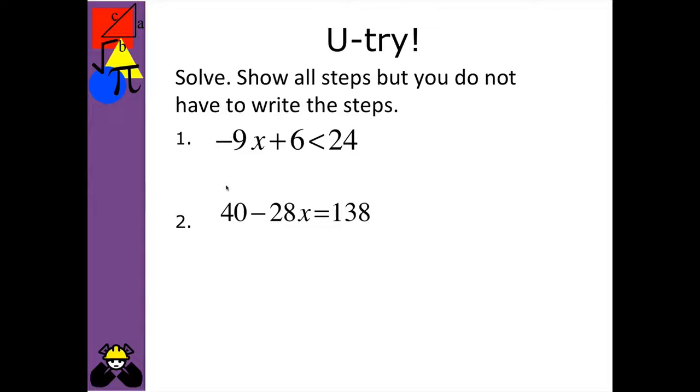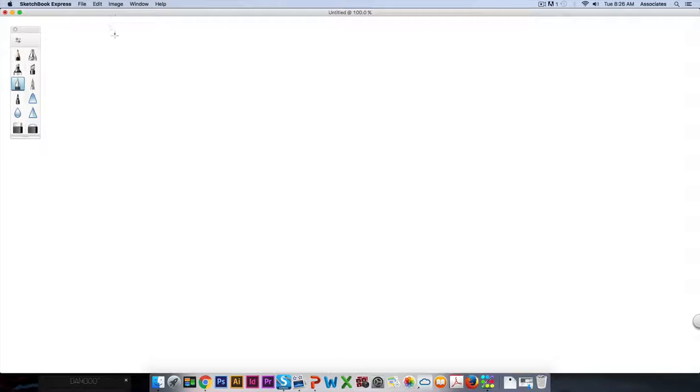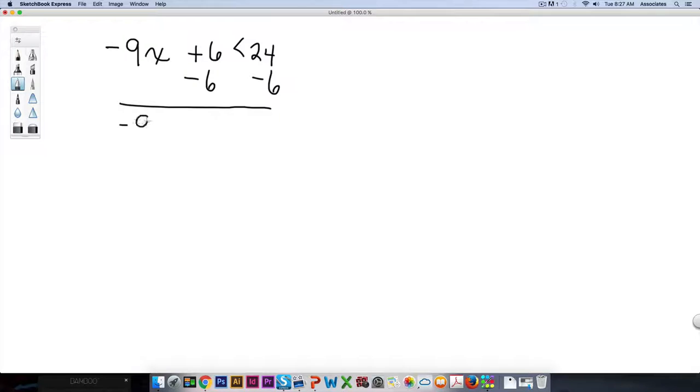Welcome back. Let's go to our slate and let's look at our problem. The first problem said negative 9x plus 6 is less than 24. It's an inequality, so I have to be careful. There are no like terms, there's no distributing, so I'm just going to get all the numbers on one side and all the variables on the other. So the first thing I'm going to do is undo the adding by subtracting. Then I'm going to simplify. I get negative 9x. Adding 6 and subtracting 6 are inverses, so they cancel out. 24 plus negative 6 is 18, so I simplify. Now I've got to get rid of this negative 9.